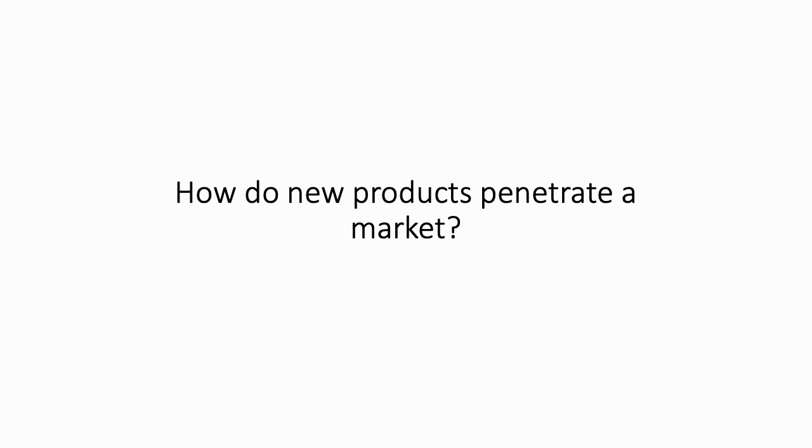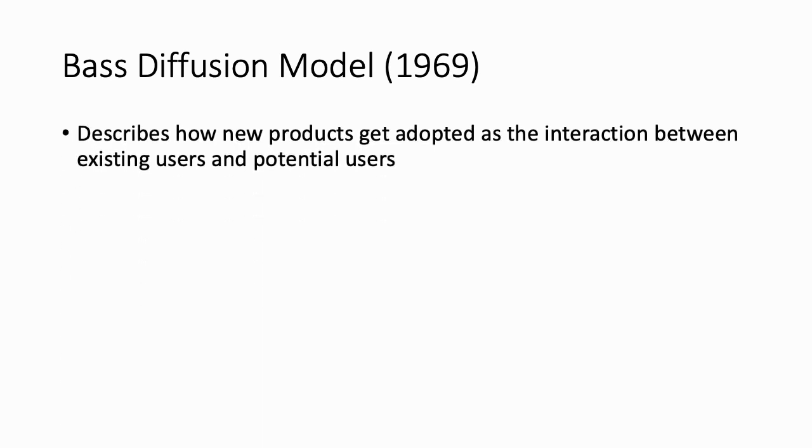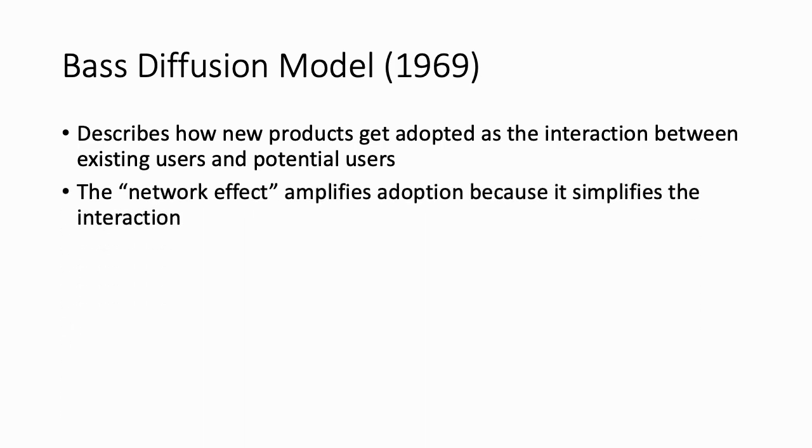So when we think about how new products penetrate a market, we need to start here. The Bass diffusion model, developed in 1969, describes how new products get adopted as the interaction between existing users and potential users. Now, this is important because we don't live in a vacuum. We are influenced through the media, through advertising, through our friends. This is how we find out what good products are and what we ought to use.